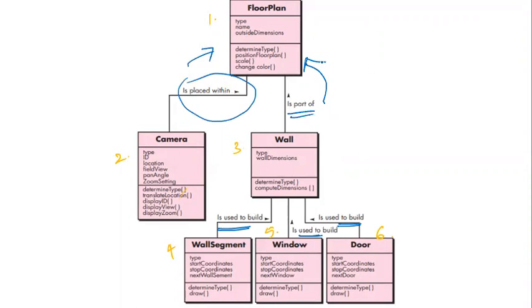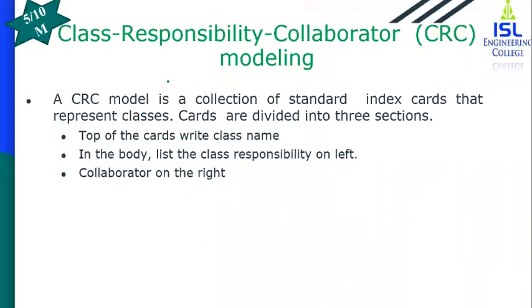So this is the class diagram. Now this class diagram, you can either get it for 10 marks, or you can have the question as explain the class diagram for 5 marks, and another 5 can be for CRC modeling that we'll be studying. So moving on to class responsibility collaborator, this can be asked for 10 marks or for 5 marks.